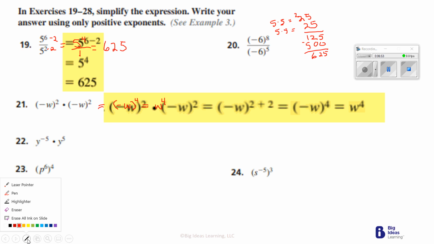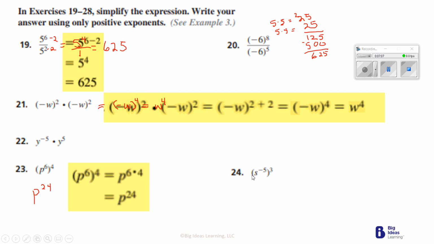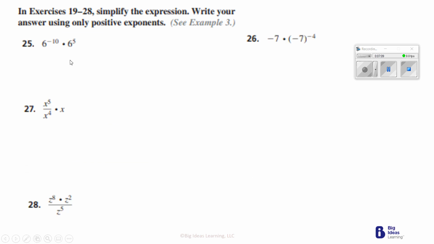We have a power to a power rule here. And that means we're allowed to multiply our exponents. This is simply going to be p to the 24th power. And we're done. All right, 24 is yours to do. And now we have 25.